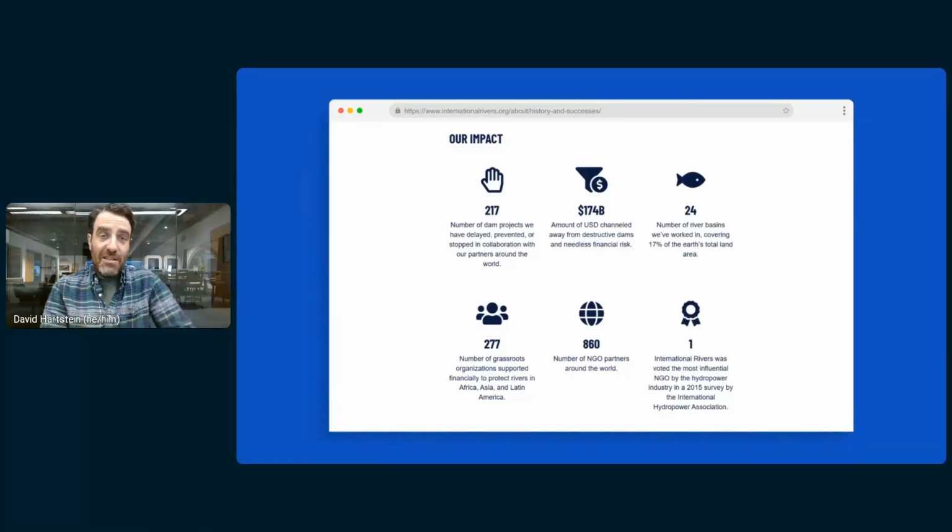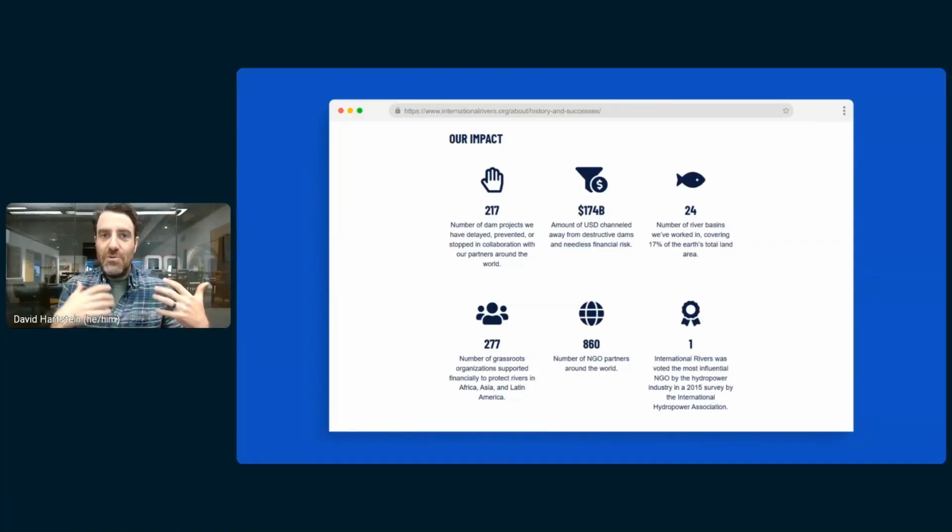This is actually one of our clients, International Rivers, who does a great job of this on their site. Their mission is to help protect rivers and defend the rights of communities that depend on those rivers. So here they're highlighting things like the 217 dam projects that they've delayed, prevented, or stopped, $174 billion of investment that they've helped route away from dam projects, the 24 river basins that they've helped protect, and how widespread their network of partners and collaborators is.